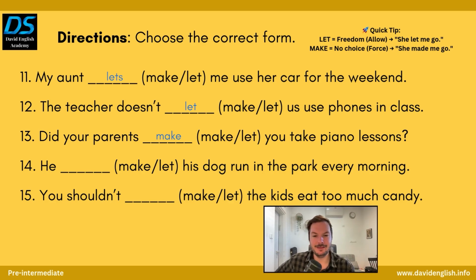14, he make or let his dog run in the park every day? Well, it's actually every morning. So every morning he lets his dog run in the park. Unless he's forceful and he can say he makes his dog run, but I don't know if people do that.